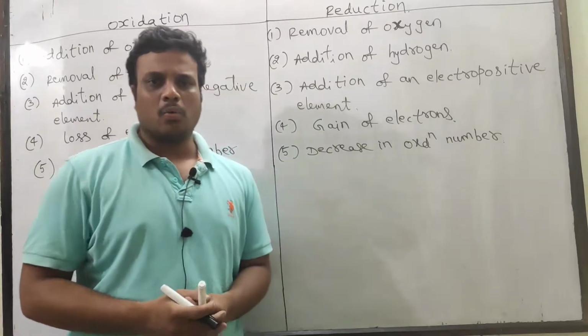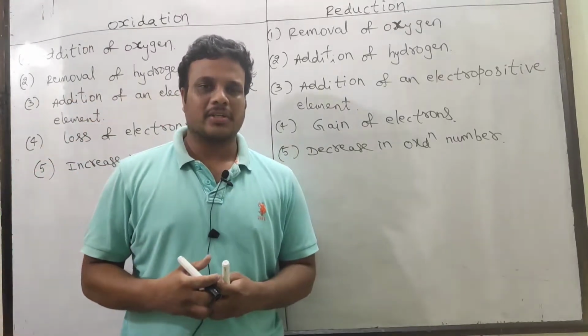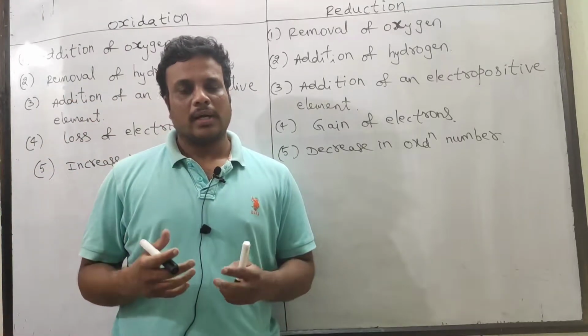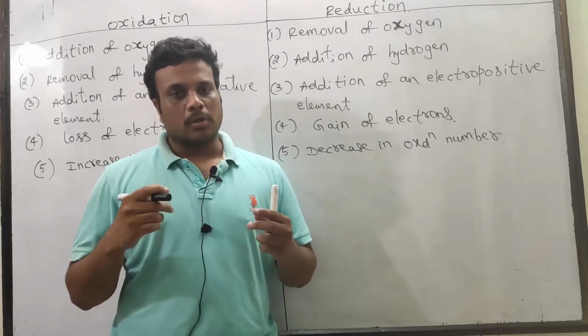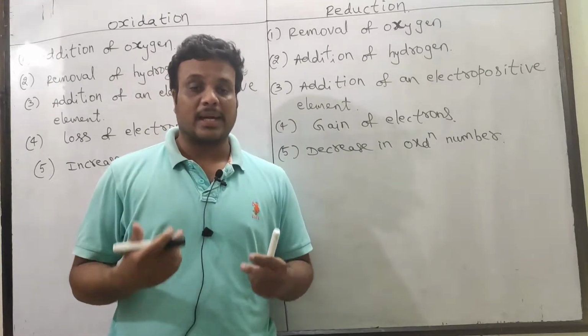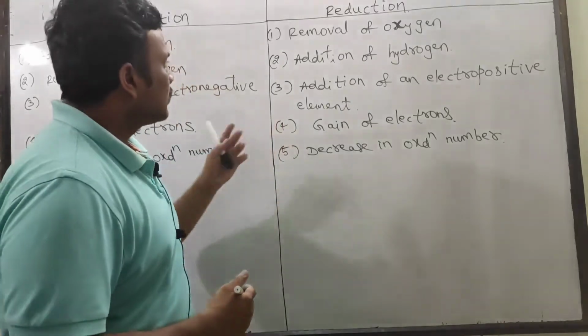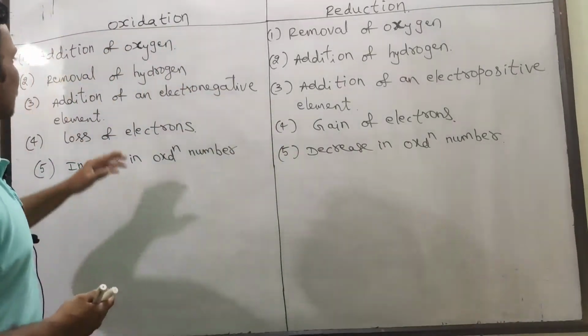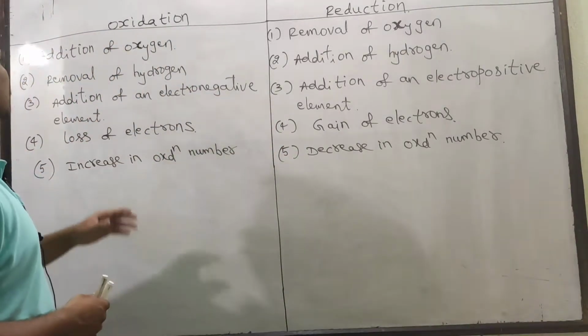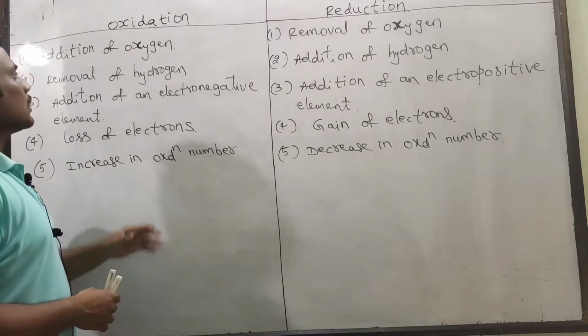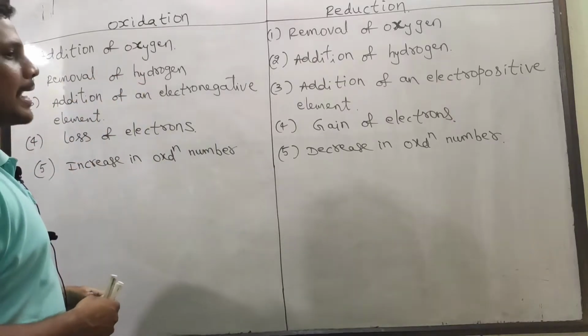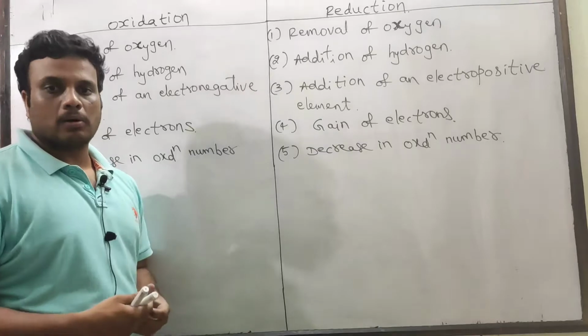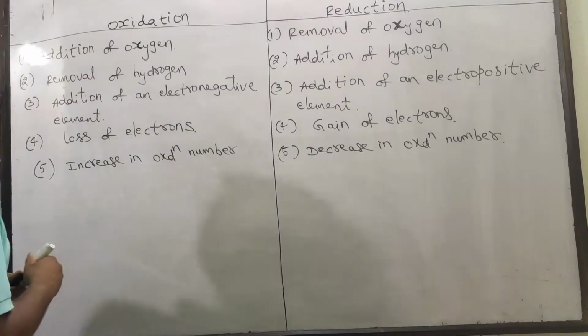Now let's see what oxidation and reduction are, because we know that in redox reactions both oxidation and reduction take place simultaneously. Oxidation has various definitions. You see, addition of oxygen. When oxygen is added to any element or any compound, that process is called oxidation.